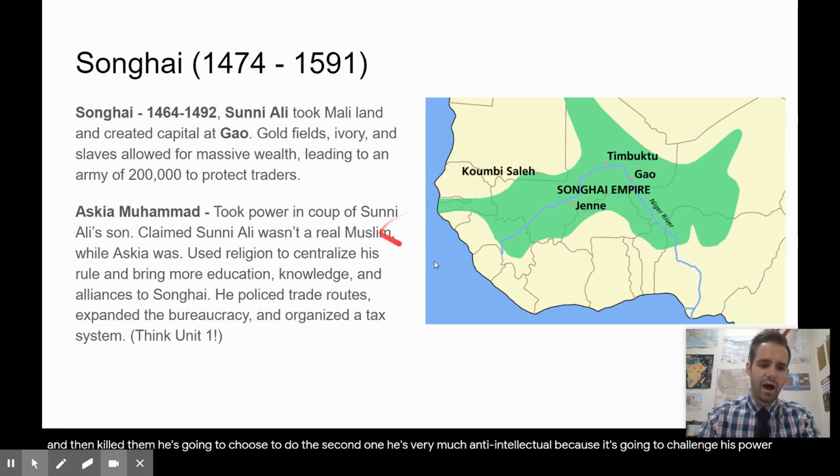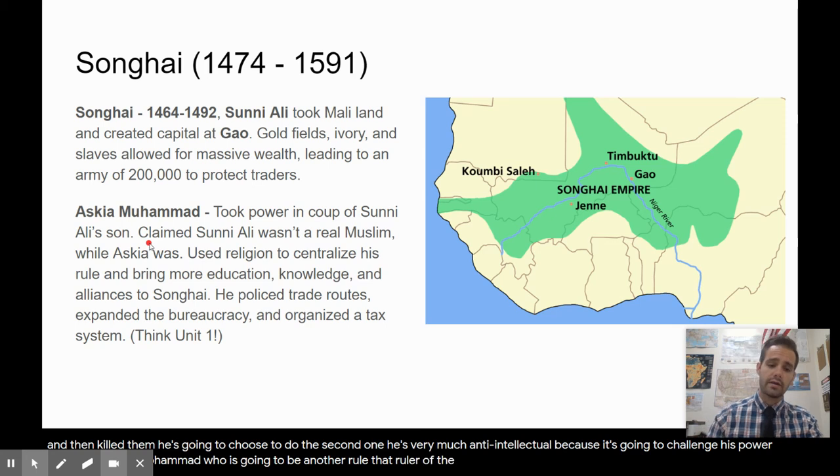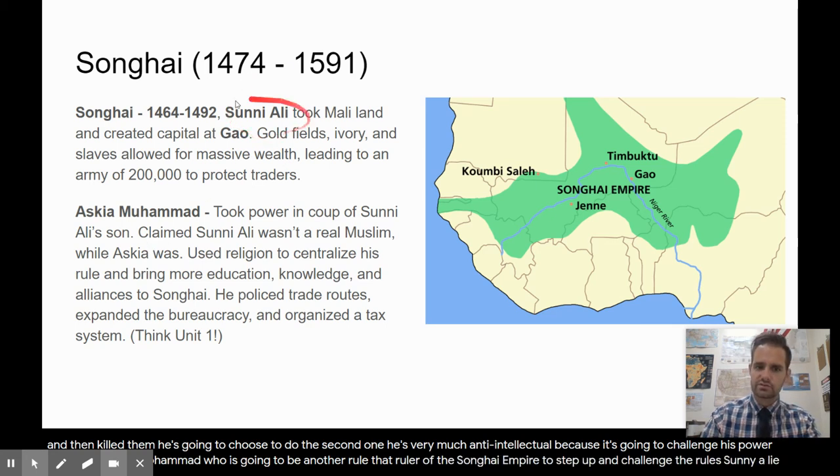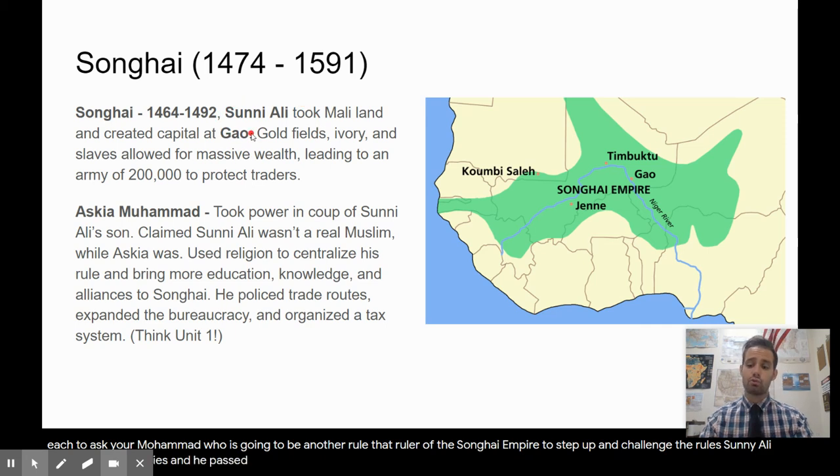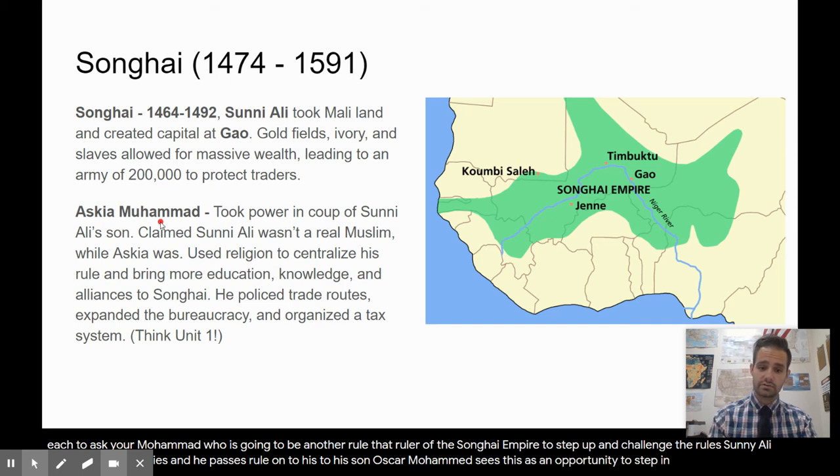That leads to Askia Mohammed, who is going to be another ruler of the Songhai Empire, to step up and challenge the rule of Sunni Ali. Now, Sunni Ali dies, and he passes rule onto his son. Askia Mohammed sees this as an opportunity to step in and start taking control.